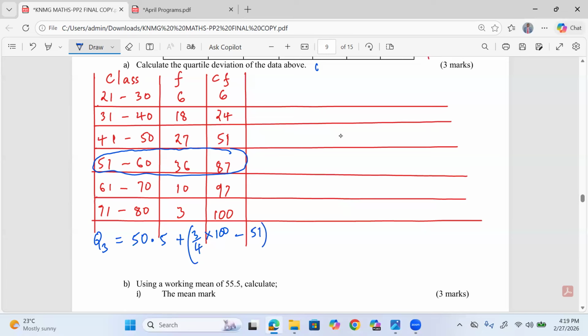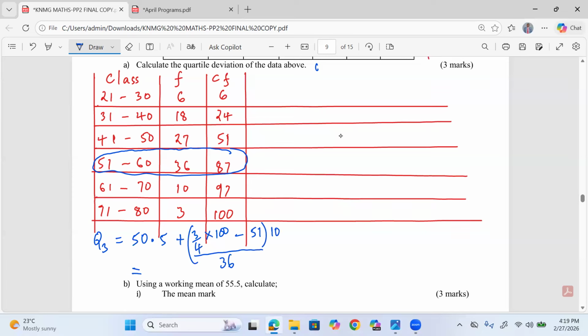Divide by frequency of this class. You know, frequency of this class is already 36. You can see it there. Multiplied by the class length, which is 10. Class length is 10 because we need upper boundary minus lower boundary. Upper boundary is 60.5 minus lower boundary 50.5, we get 10. So we can get the value of our Q3.